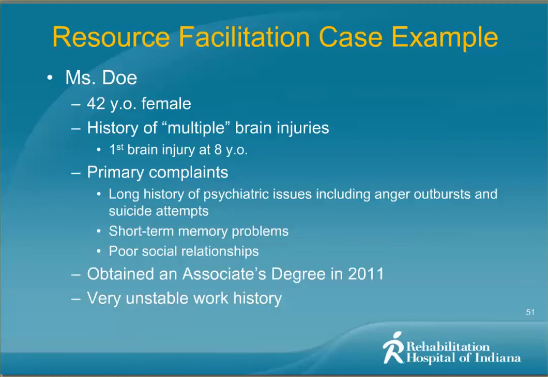She's a 42-year-old female. She reports a history of multiple brain injuries, her first injury occurring at 8 years old. As I interviewed her, her primary complaints were a long history of psychiatric issues, including anger outbursts and suicide attempts. She has lots of short-term memory problems and poor social relationships. She did obtain her associate's degree in 2011, but her work history is very unstable.